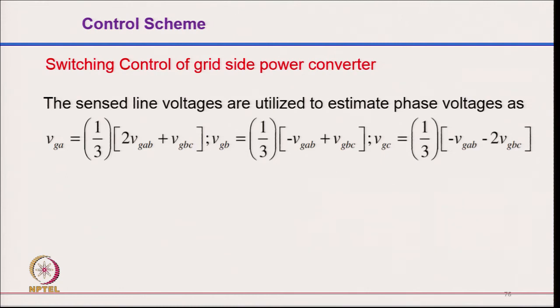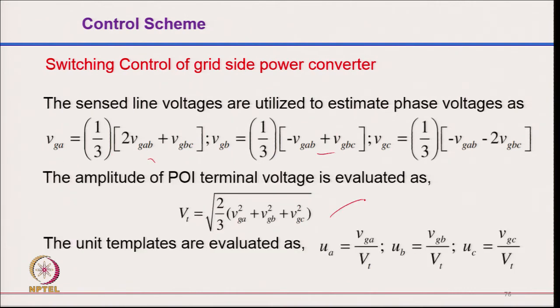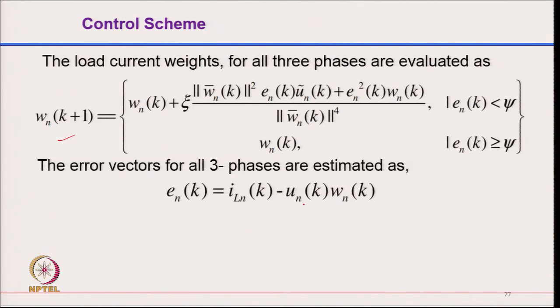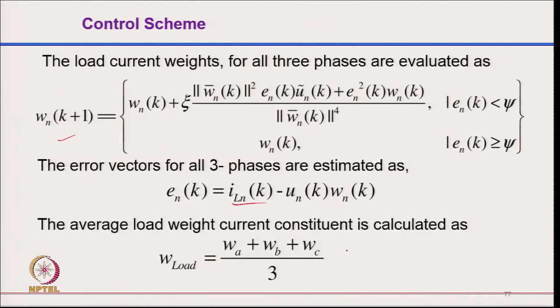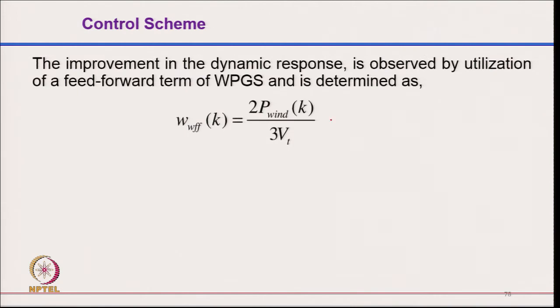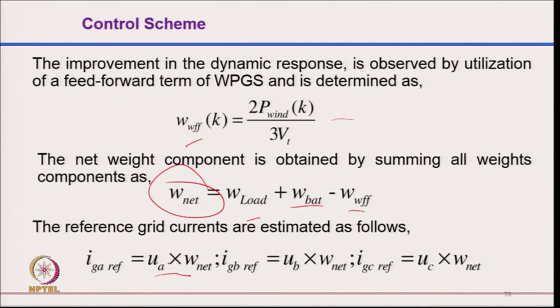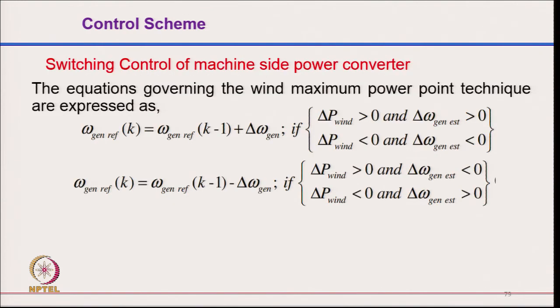And on this grid side converter, we sense the line voltage and convert it to phase voltage, then we calculate the amplitude and the template on the grid side converter, and we extract the fundamental component from the load current using this filter, and we average it for load balancing. Then this is the feed forward term for the wind, and we have a feed forward term from the battery and wind, and this is the load. So we get the weight corresponding to the grid current, and then we have a reference grid current by multiplying the weight with the template. These three phase grid currents are compared with the sensed grid current, and we generate the gating signal.